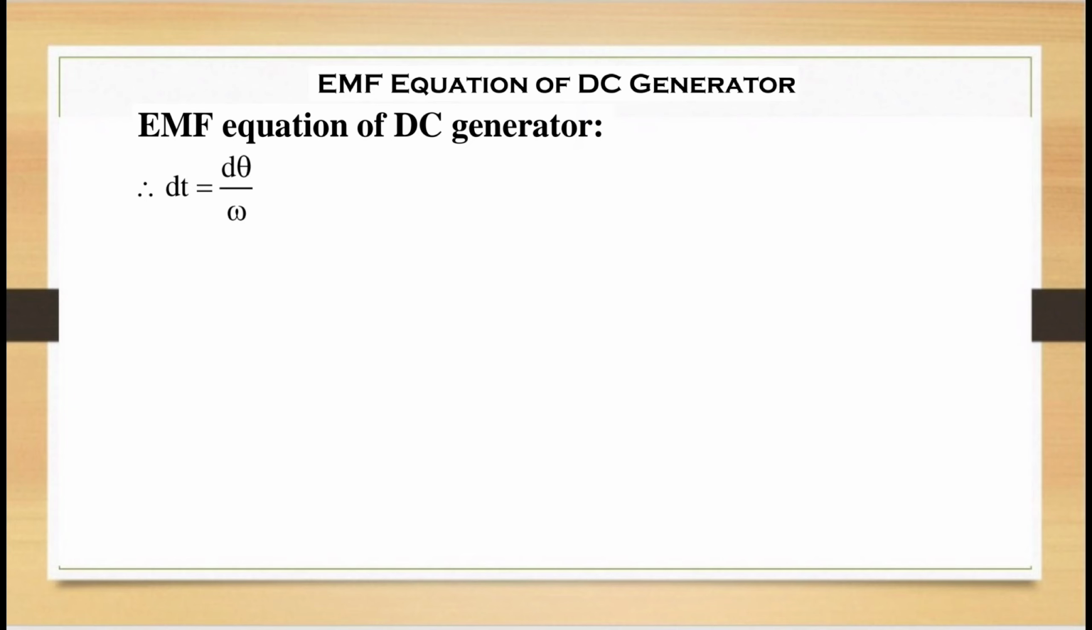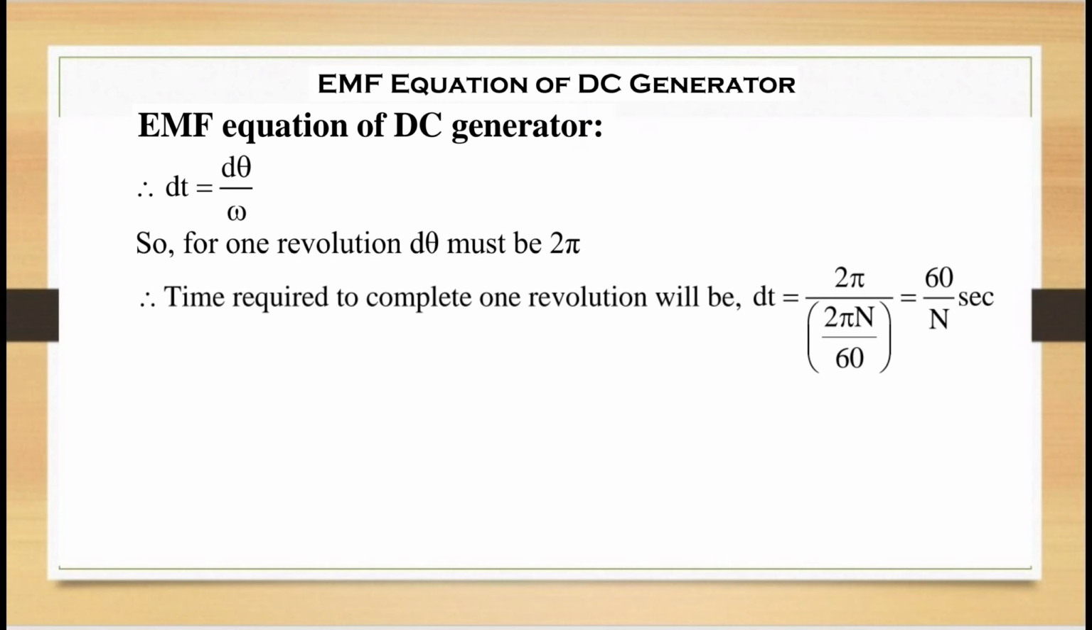So we are considering only one revolution. For one revolution, d theta must be 2 pi. Therefore, finally the time required to complete one revolution will be dt equals d theta, that is 2 pi, whole divided by omega, that is 2 pi N whole divided by 60. After simplification we get 60 by N seconds, that is, the time required to complete one revolution will be 60 by N seconds. Take it as equation 3.